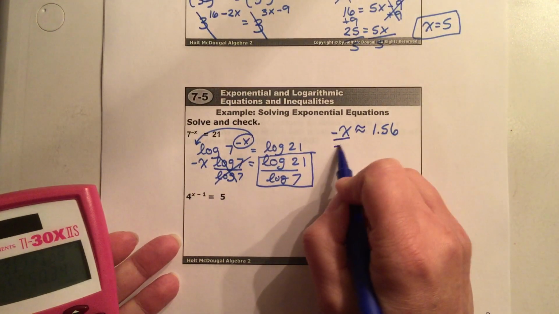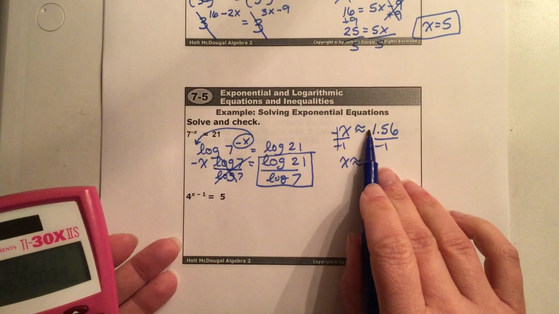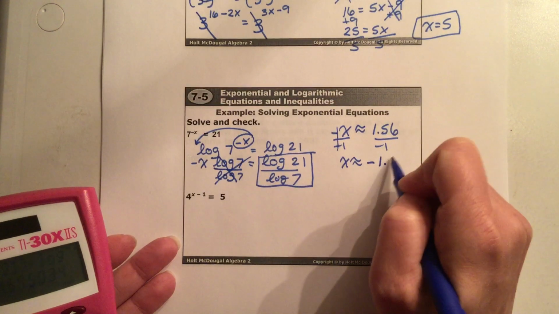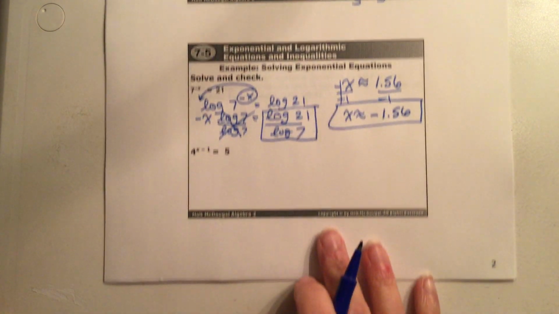X is not alone yet. I can divide by negative 1. So x is approximately, positive divided by a negative is a negative, 1.56, and you're done. Let's look at another one.